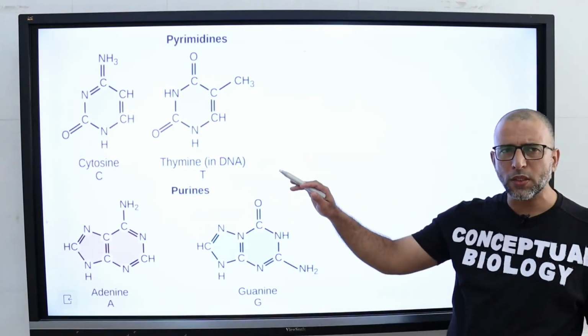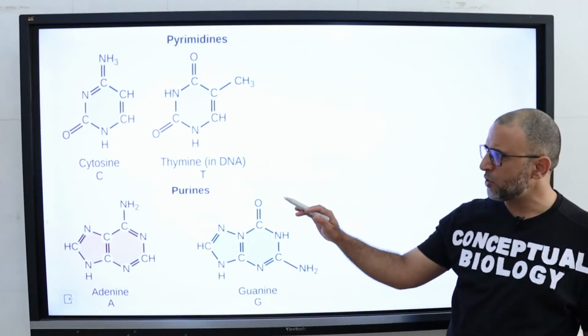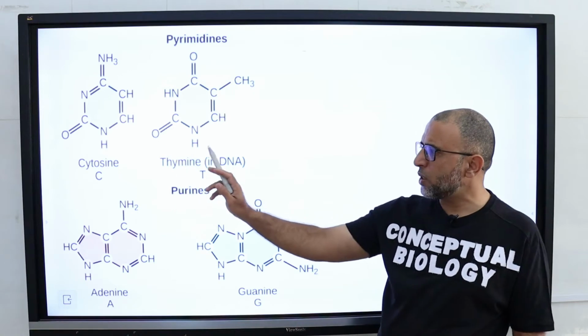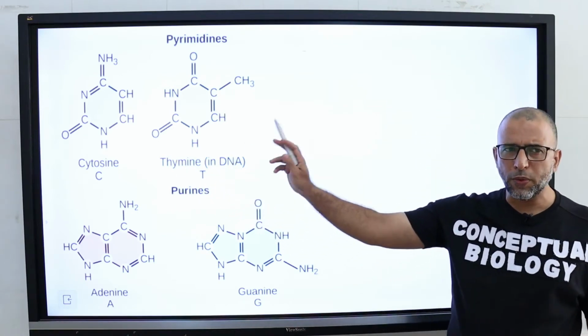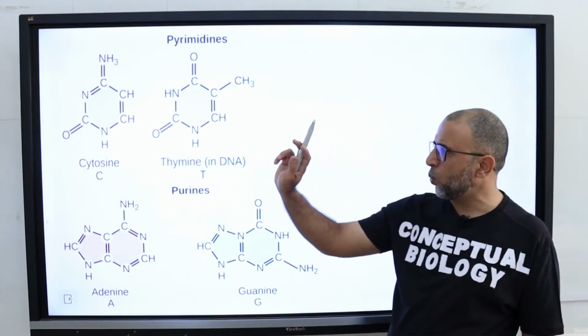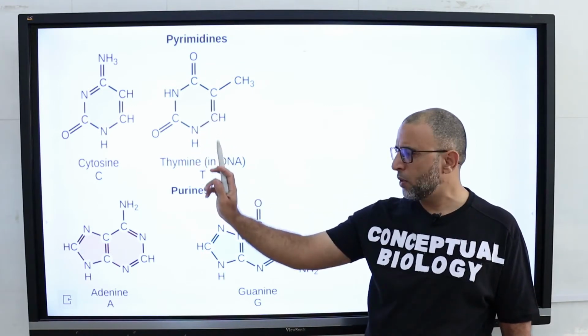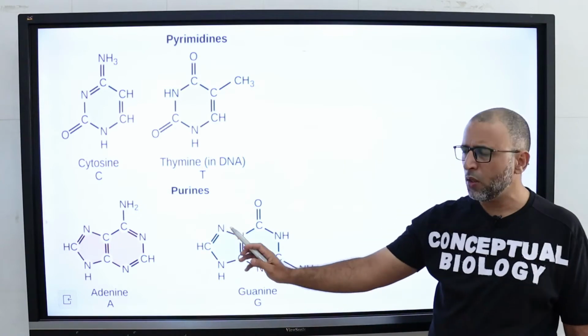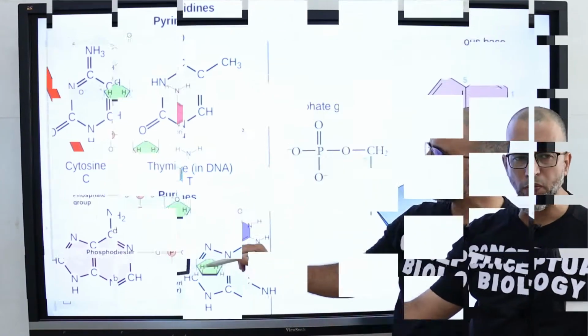There are two kinds of nitrogen containing bases, that is purines and pyrimidines. Cytosine and thymine are called pyrimidines, which contain only one ring of atoms, whereas guanine and adenine are called purines, which contain two rings of atoms.